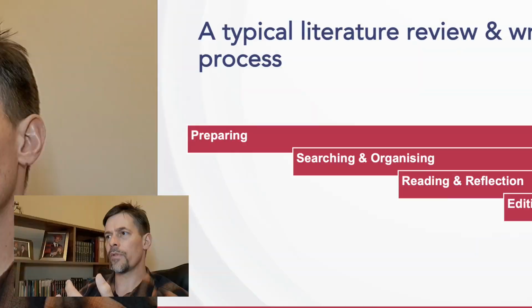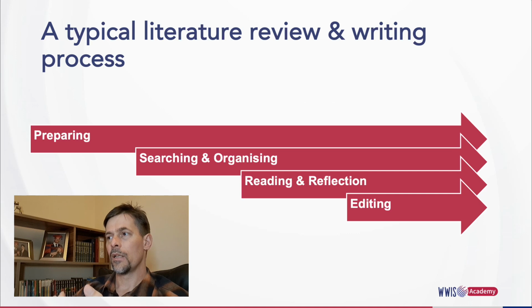Now, in a lit review strategy, there are actually 4 phases, and I'm not just talking about the searching of the literature. I'm also talking about the review and the writing process. There are 4 broad phases. The first phase is preparing yourself. The second phase is searching and organizing the literature. The third phase is reading and reflection. And then the final phase in your review of literature is editing.